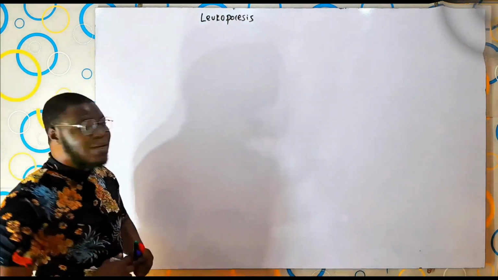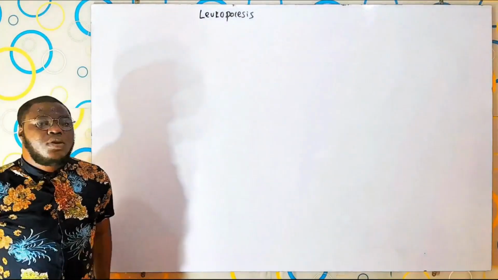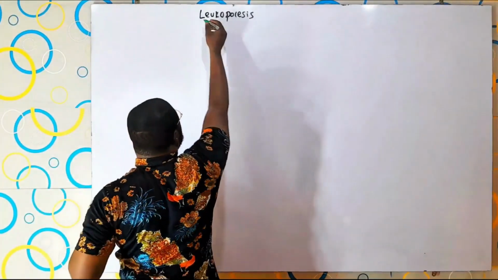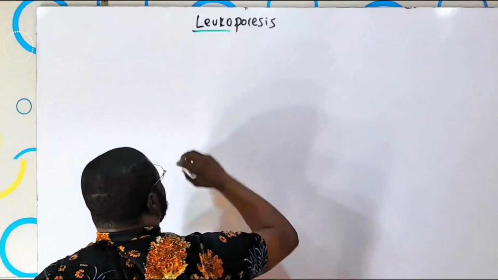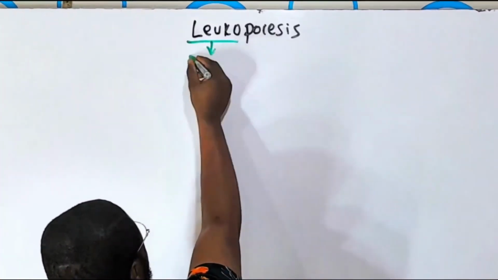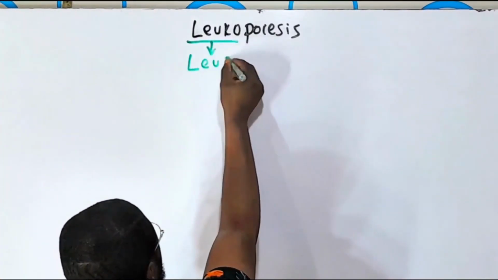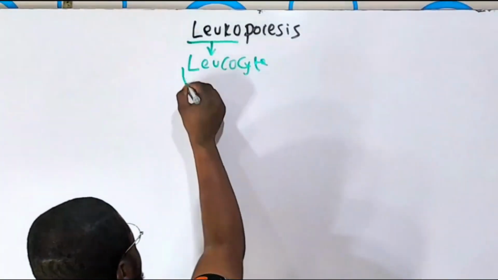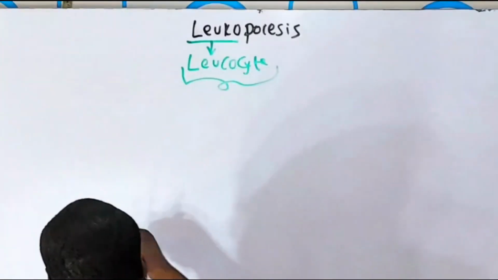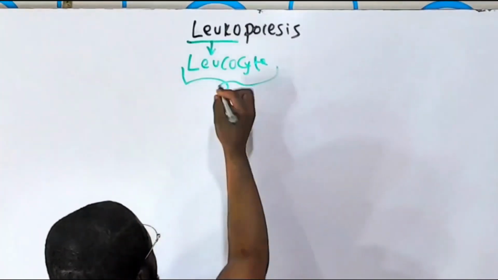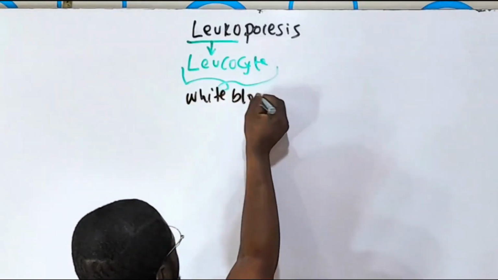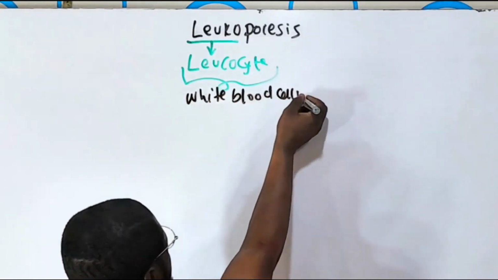Now, what is the meaning of that? Leucopoiesis is actually from two words, as usual. The first one is leuco, which is from the word leukocyte. And leukocyte strictly means white blood cells. White what? White blood cells.